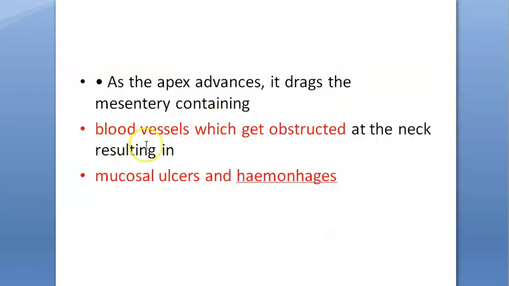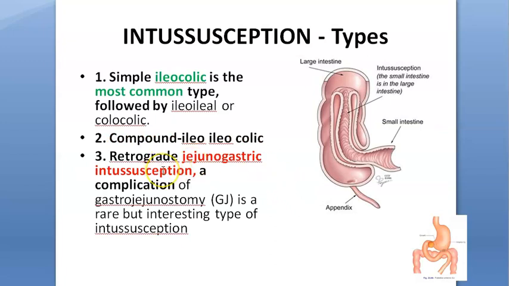And then you saw what happens: the mesentery will get dragged in, the blood vessels will get obstructed, and there will be mucosal ulcers and hemorrhages. This will lead to bleeding, right? Red currant jelly stools.